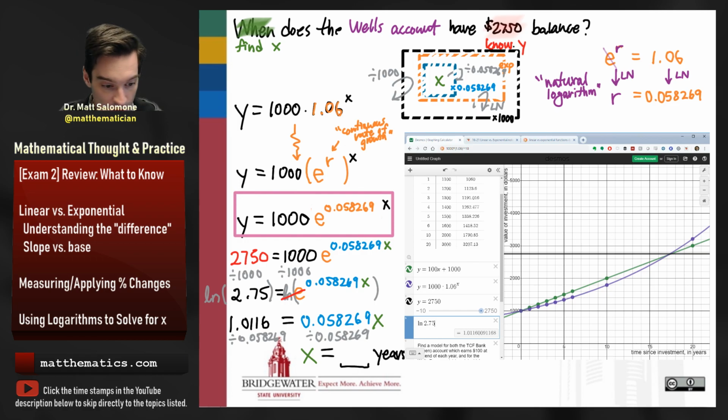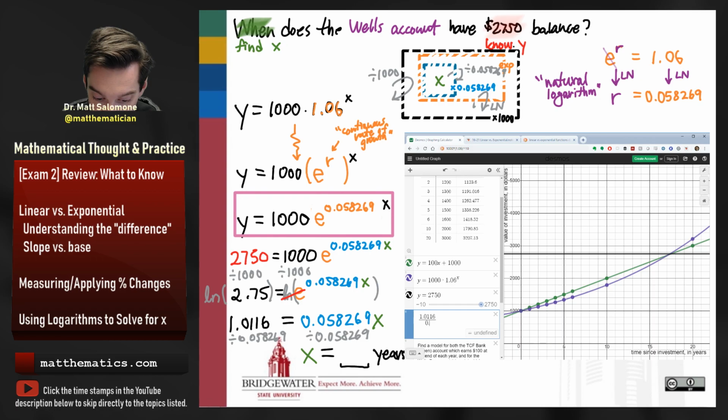Right? So all that lies between me and the final answer here is to do the division problem on the left-hand side. 1.0116 divided by 0.058269. And that gives me roughly 17.36, according to my calculator. And so that then, 17.36 years, should tell me how long it's going to take for the TCF Bank investment to grow to $2,750.